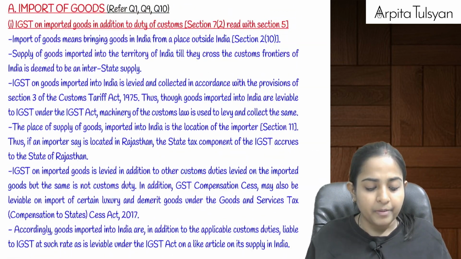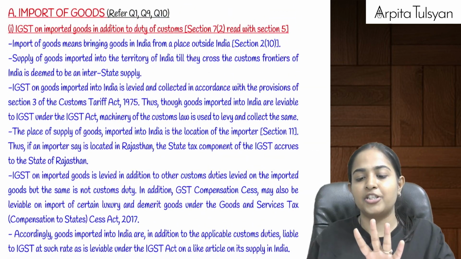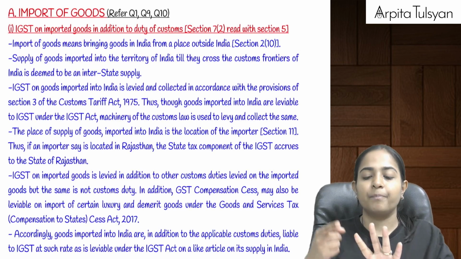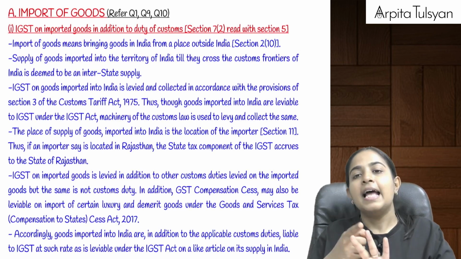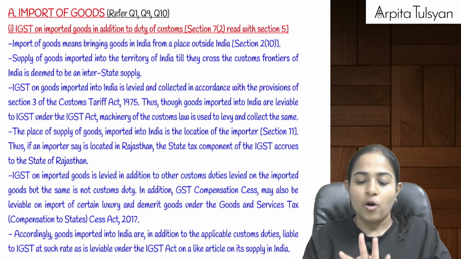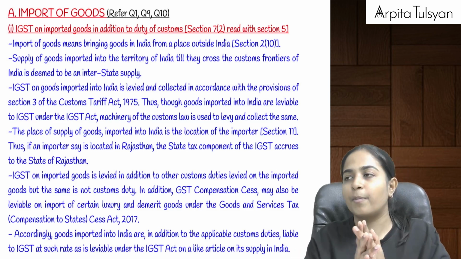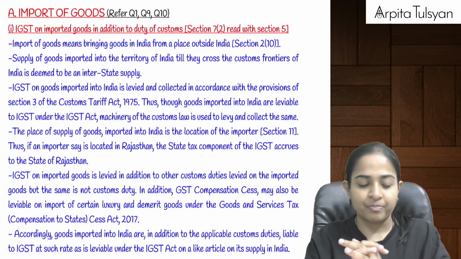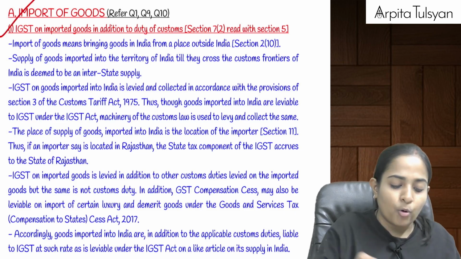Okay, now here there are going to be 4 parts in the chapter. One is going to be import of goods, next will be import of services, third one will be export of goods, and fourth one will be export of services. Okay, so just divide the chapter into these 4 parts and it will become super simple for you. Now let's start with import of goods first.